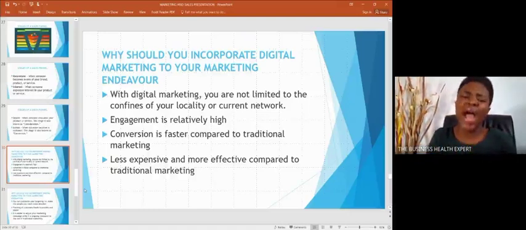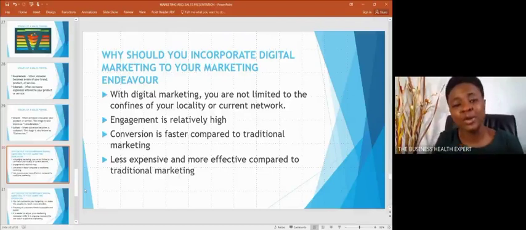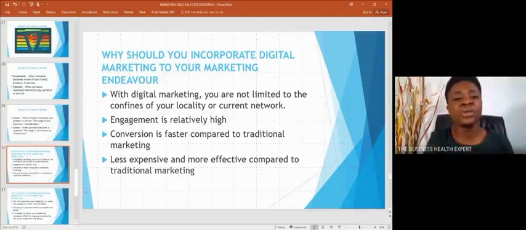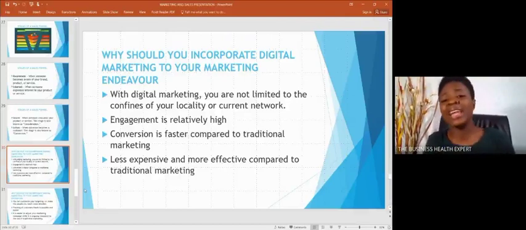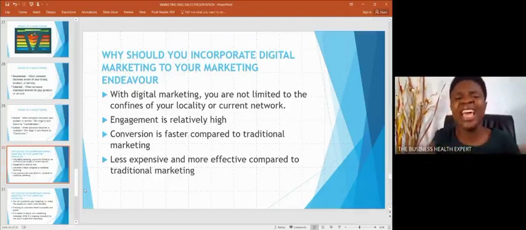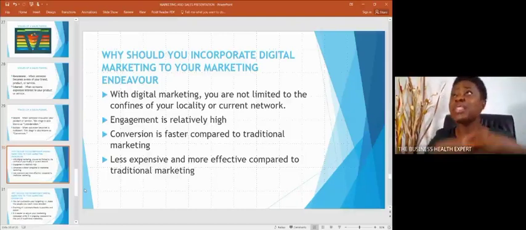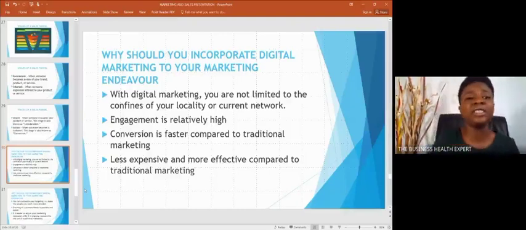Yes. And why should you incorporate digital marketing into your marketing endeavor? Even Coca-Cola, which is a household name, Dangote Group, which is a household name, Honeywell and the likes, they all have household names. They are still incorporating digital marketing into their marketing campaigns. Yes, you may see them on billboards because they can afford it and all of that.